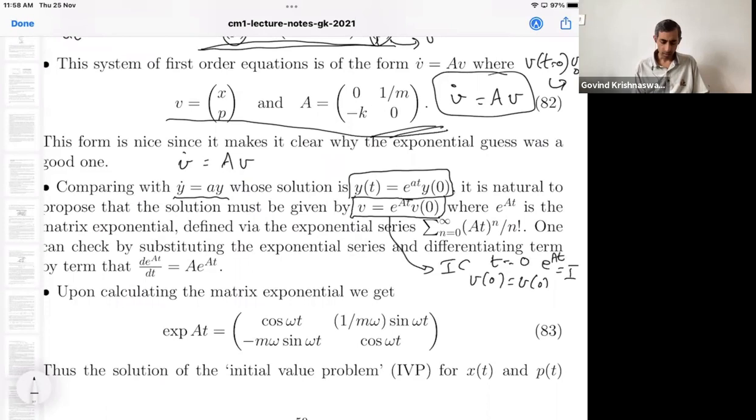It remains to check that the differential equation is also satisfied. Namely, does this formula satisfy the equation V dot is equal to AV? Now, formally, if you believe that differentiating a matrix is not very different from differentiating a number, then the derivative of e to the power of AT will be A e to the power of AT. And so that will be A times e to the power of AT V of 0. These remaining factors we will identify as V itself by definition, and therefore V dot is equal to AV.